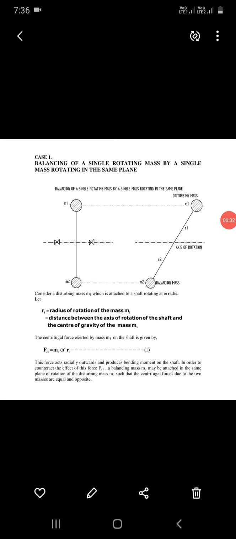Case 1. So module 2, balancing of rotating masses. So we have different cases here. We'll learn about the different cases of balancing.